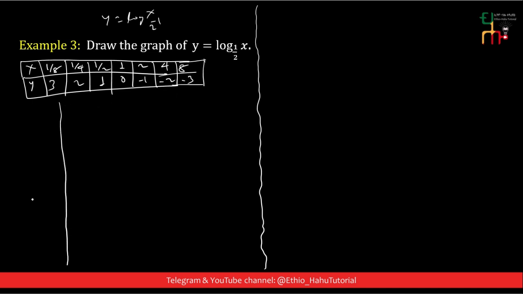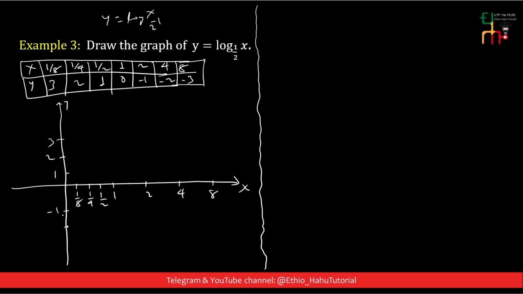Therefore, x-axis, y-axis, 1 over 8, 1 over 4, 1 over 2, 1, 2, 4, and 8. 1, 2, 3. Minus 1, minus 2, minus 3. When x is equal to 1 over 8, y is 3. When x is equal to 1 over 4, y is 2. When x is equal to 1 over 2, y is 1.